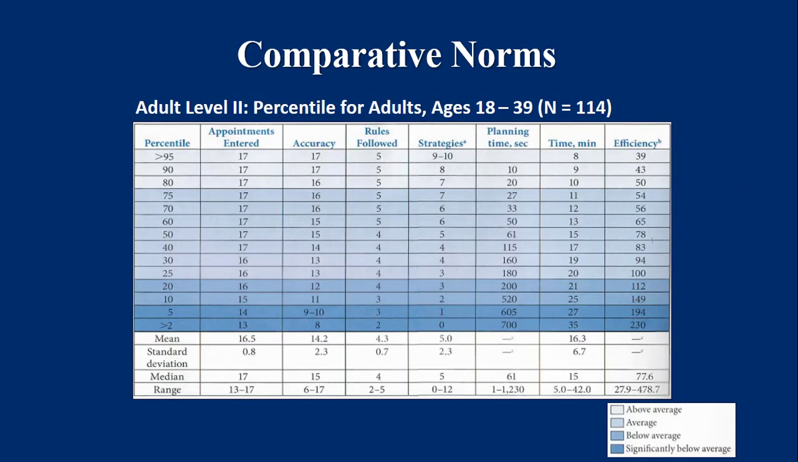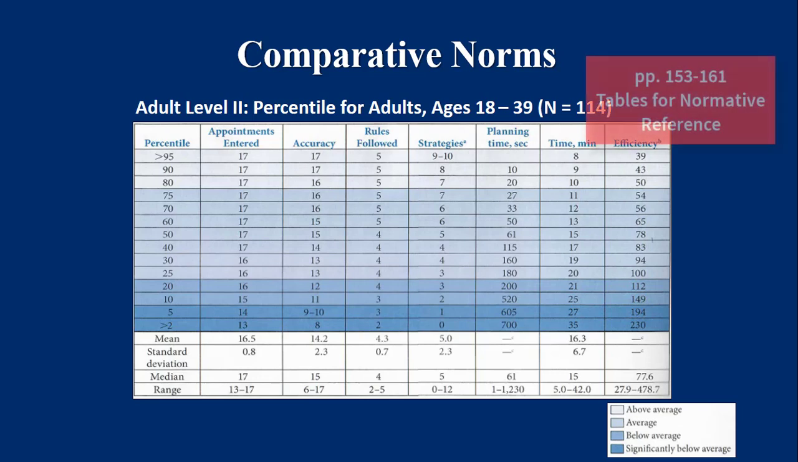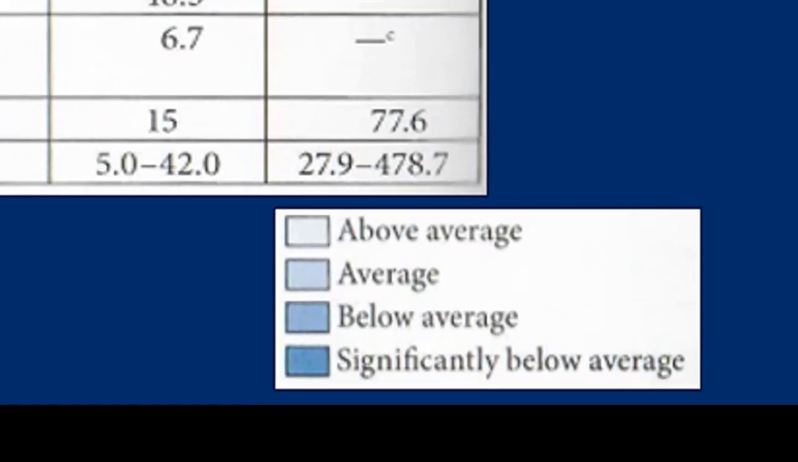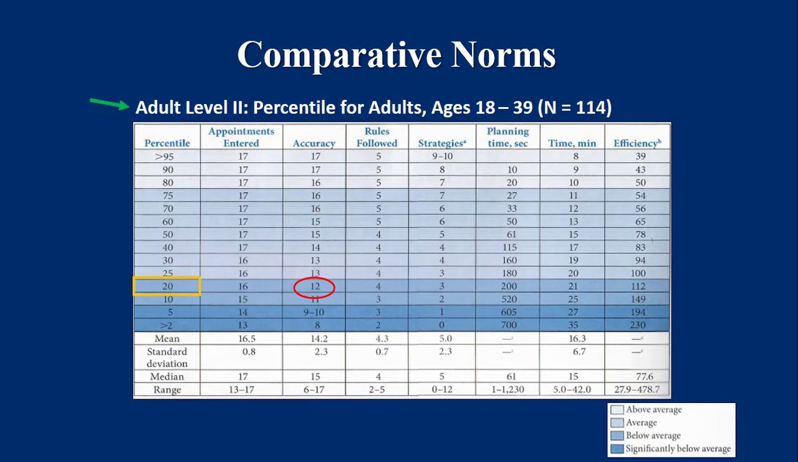Tables for normative reference of the WCPA 17 item are provided in the manual on pages 153 through 161. Be sure to choose the correct table corresponding to the client's age group and level. For example, a client with a raw score of 12 accurate appointments falls into the 20th percentile. This is below average. Comparatively, this means 80% of people in this age group performed better.